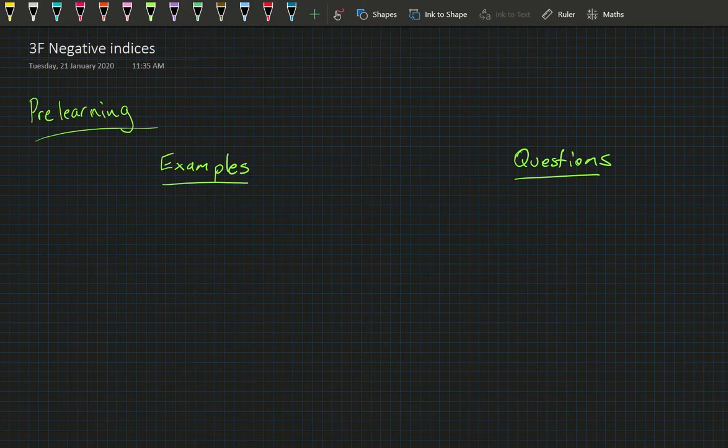Hello class, welcome to exercise 3F, where we're going to learn all about negative indices. Negative indices may already be obvious to some of you after our last lesson. They are an obvious extension of law 2. In this class, the pre-learning and examples are example 14, writing expressions using positive indices.